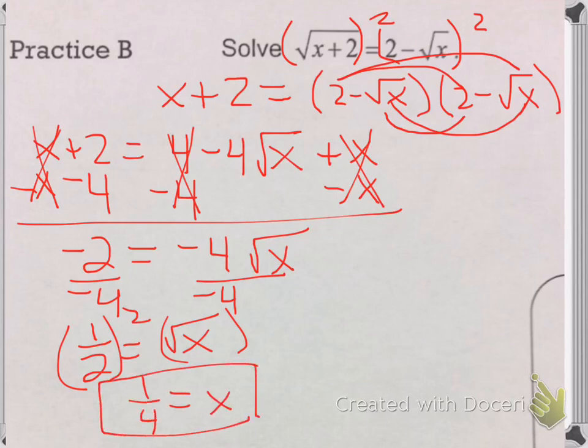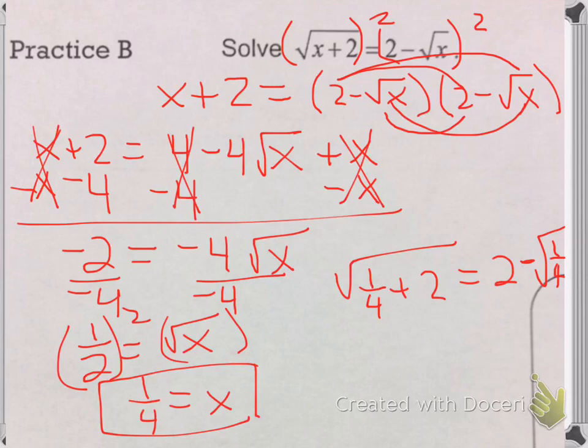So this is interesting that we only got one solution, and we really probably just need to check that real fast to make sure that it worked. So we get 1/4 plus 2 equals 2 minus the square root of 1/4. So 1/4 plus 2 would be 2.25, and the square root of 2.25 would be 1.5. And then the square root of 1/4 would be 1/2, so 2 minus 1/2 would be 1.5. So these checked out, so 1/4 is my solution.